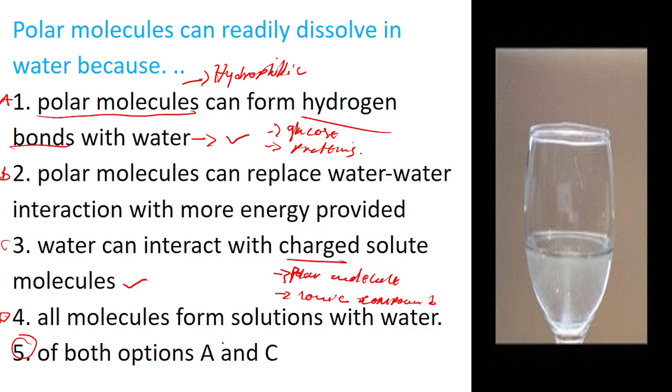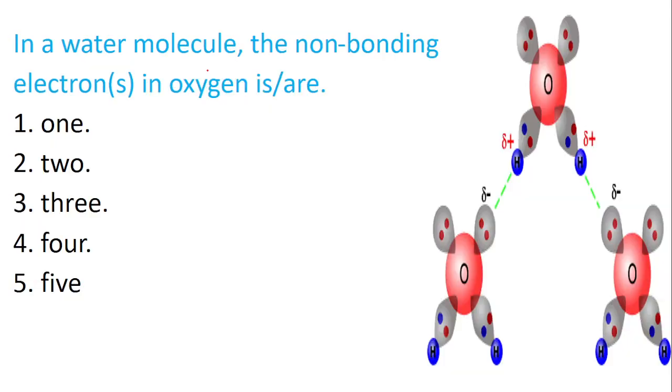Okay, in a water molecule, the non-bonding electrons in oxygen are... I think this is something that I've already explained, so we can't waste much time on that. So we'll go with Taonga. What's your answer on this question?